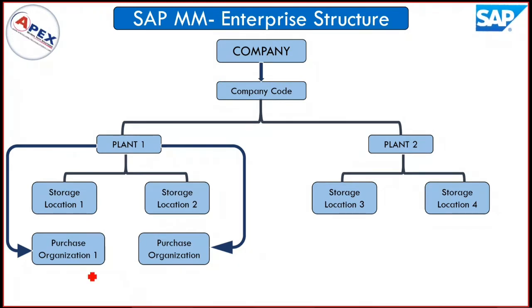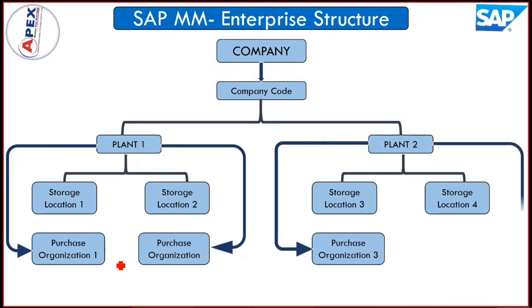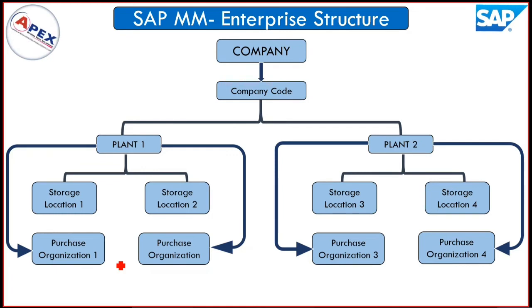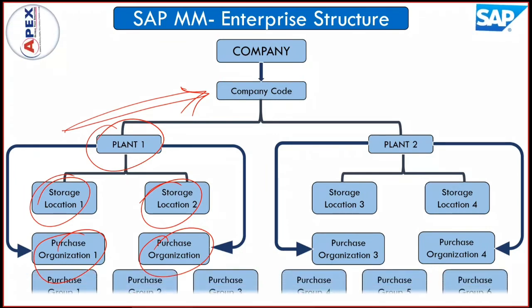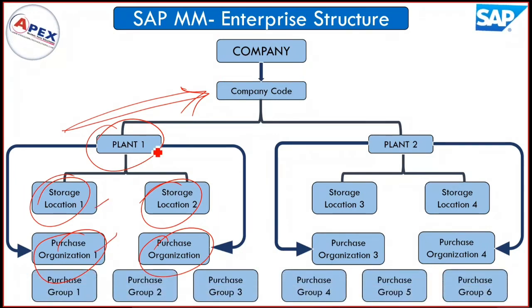Okay, so it should not be that only one specific purchasing organization exists for each plant. We can have multiple purchasing organizations for a particular plant. Say, we have purchasing organizations for plant 2 also. Okay. So plant, storage locations, purchasing organizations, all are related to the company. Whatever activity is done, everything will be updated to the company code. Okay. Next. So these departments will be related to the company code.